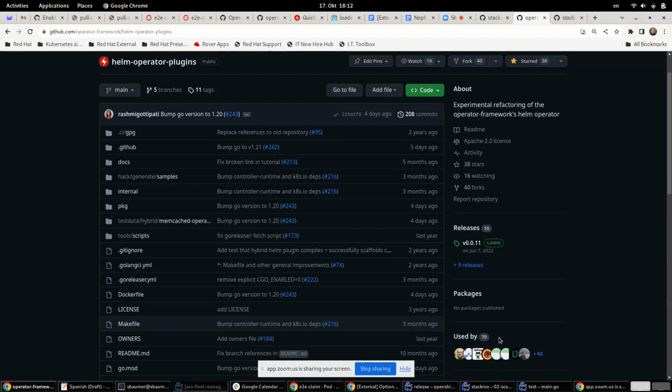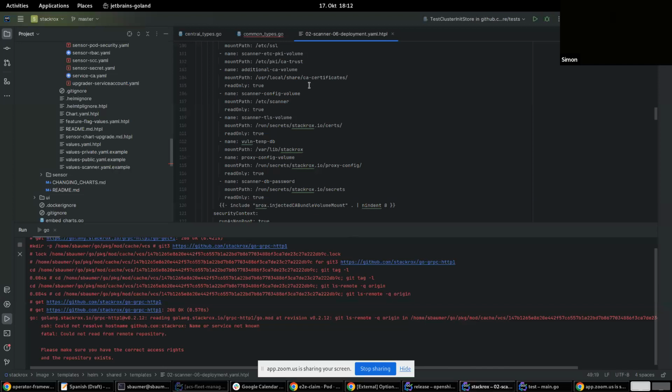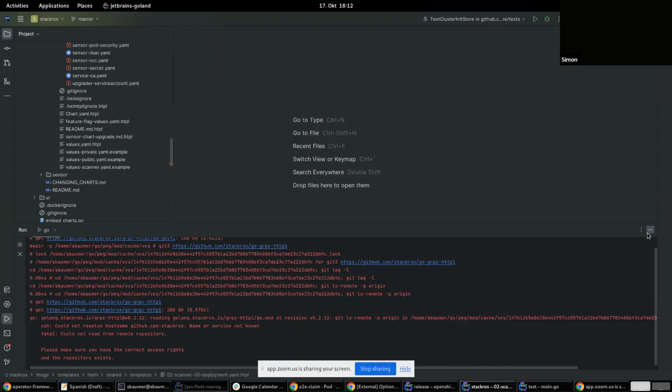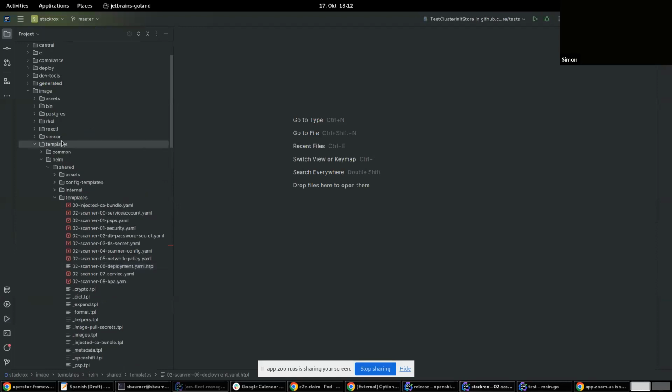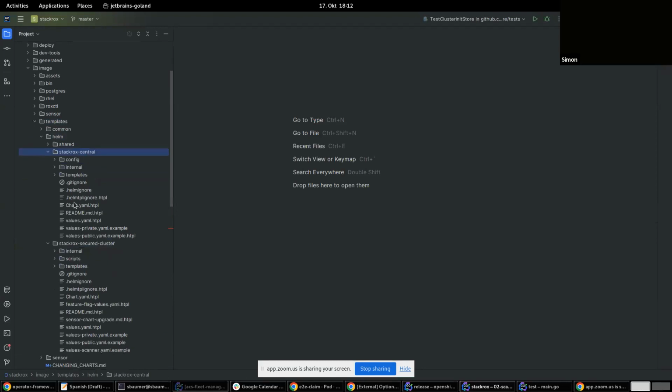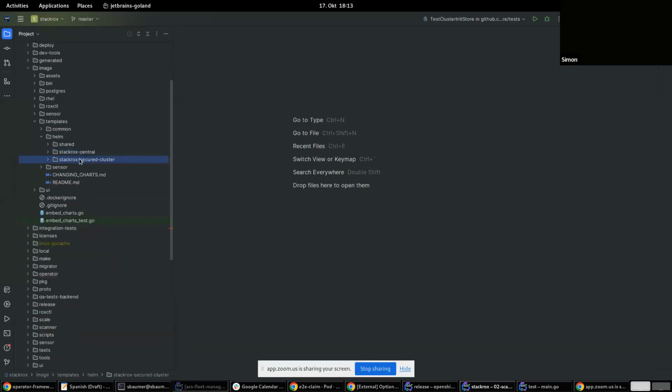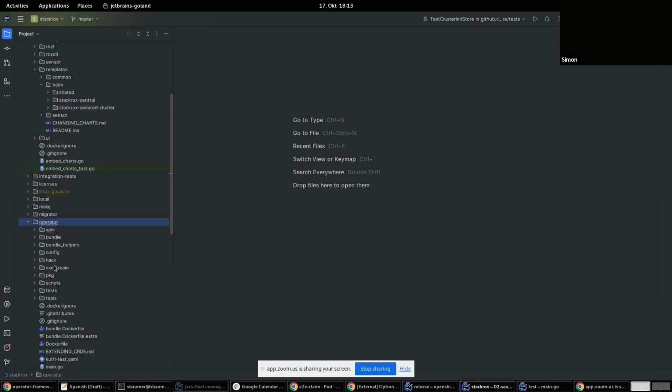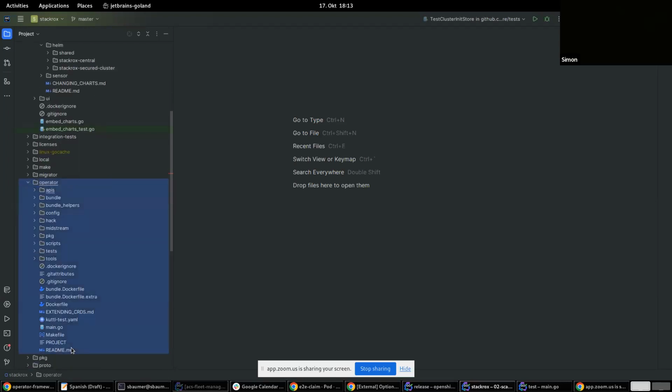What we did, I can look right into here, I hope it's helpful. We see here we have our Helm charts. This is the StackRox central Helm chart, and the StackRox secured cluster. So our operator handles two Helm charts at the same time. Here's our operator code. How this works is that the operator embeds the StackRox central and StackRox secured cluster files via the go embed directive.